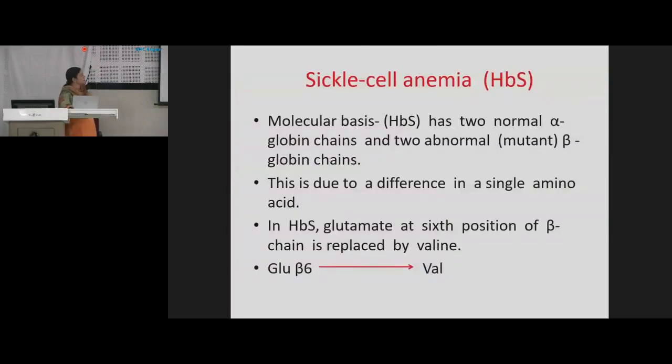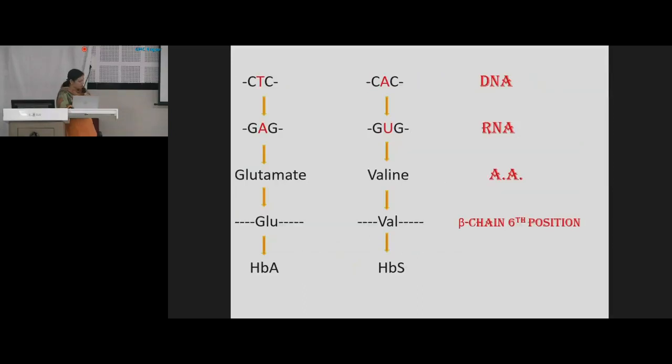Then we'll see sickle cell anemia. This is a qualitative type of hemoglobinopathy. It has 2 normal alpha globin chains and 2 normal beta globin chains. This is due to a difference in only a single amino acid. In sickle hemoglobin S, glutamate at the 6th position is replaced by valine. Glutamate is a hydrophilic amino acid and valine is a hydrophobic amino acid. This is the defect. This is the point mutation.